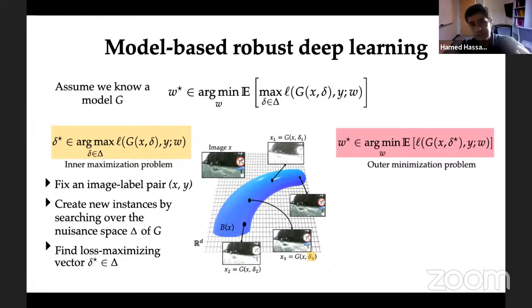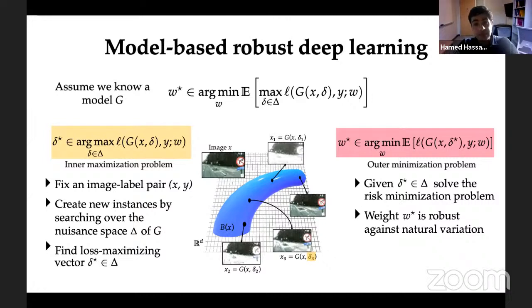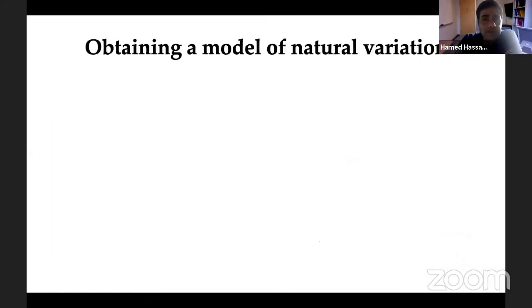Here, W is the parameters, let's say, of the neural network. Find a model that gives you the best performance with respect to the worst-case nuisance parameters. Okay, so that's the minimax optimization problem that, once we have the model, we will use in order to train robust models.